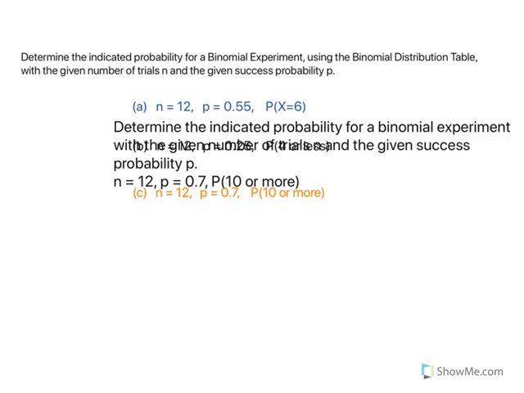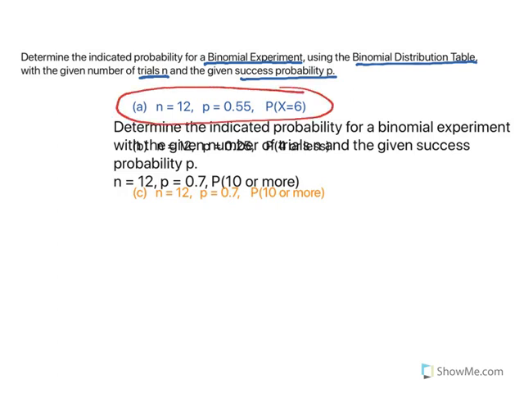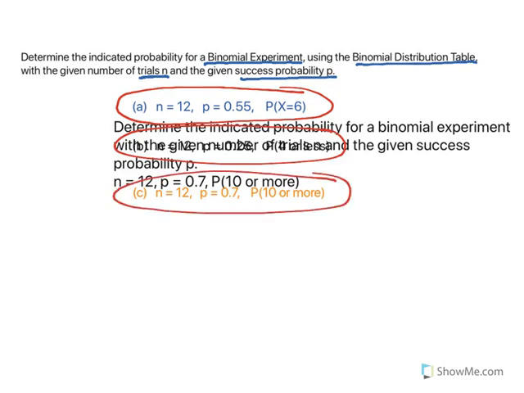Okay, in this question, we need to determine the indicated probability for a binomial experiment using the binomial distribution table with the given number of trials n, and the probability of success p. So you have three questions. Notice that all of them are giving you the same n, just for convenience, of course, but n can be different for different problems. I chose the same n just for convenience of using the same part of the table.